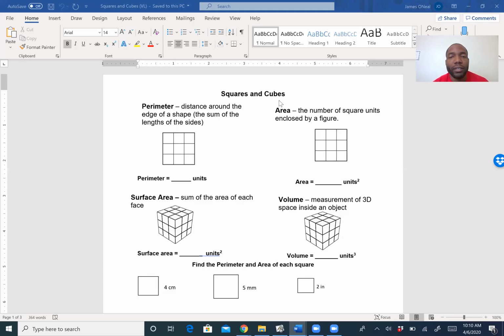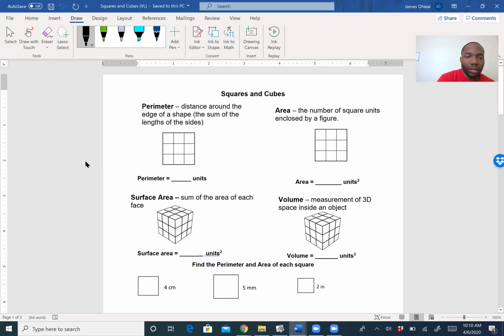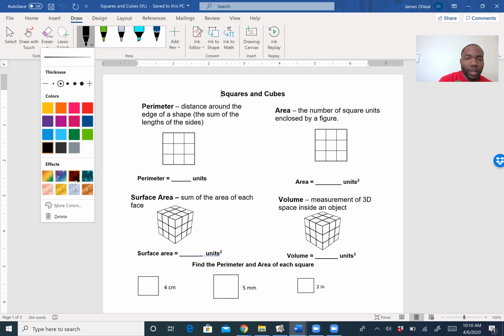All right, so squares and cubes. Perimeter is the distance around the edge of a shape, the sum of the lengths of the sides. So if I want to find the perimeter of this shape right here, let's go ahead.